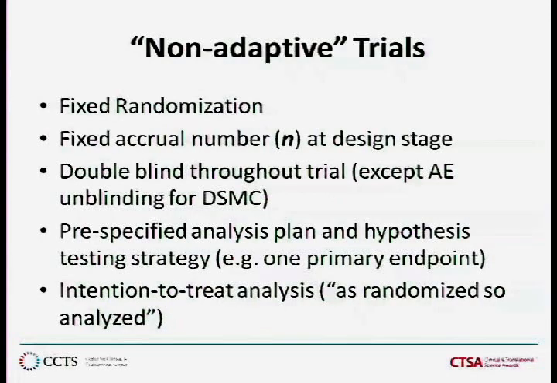So here's the non-adaptive or traditional randomized controlled trial. It has fixed randomization. That is, right at the design stage, you know who's getting what, in a sense. Whoever shows up next, you know what the random assignment is. In an adaptive design, that may not be true. You could possibly use adaptive randomization. Or in an adaptive design, you could drop some arms, or you could drop doses, in which case the randomization has to change when you change the design.